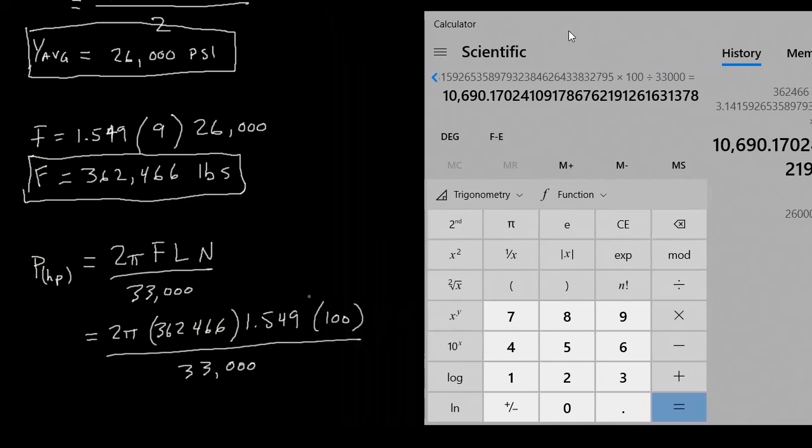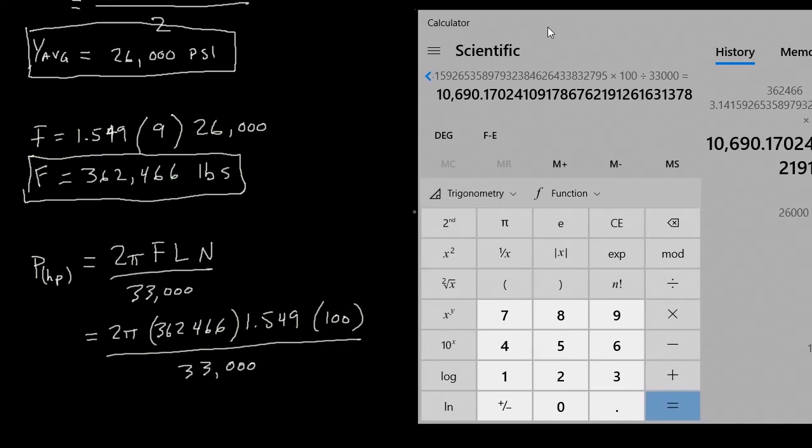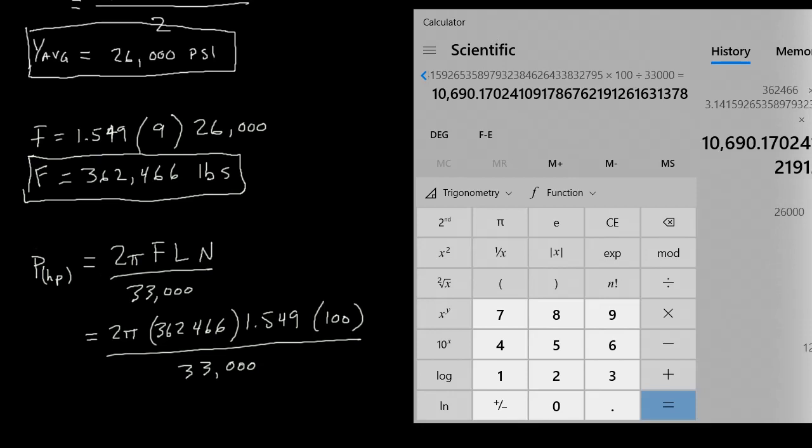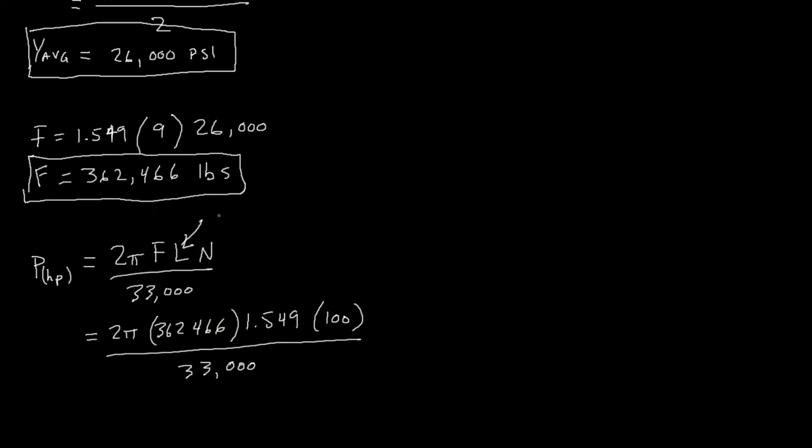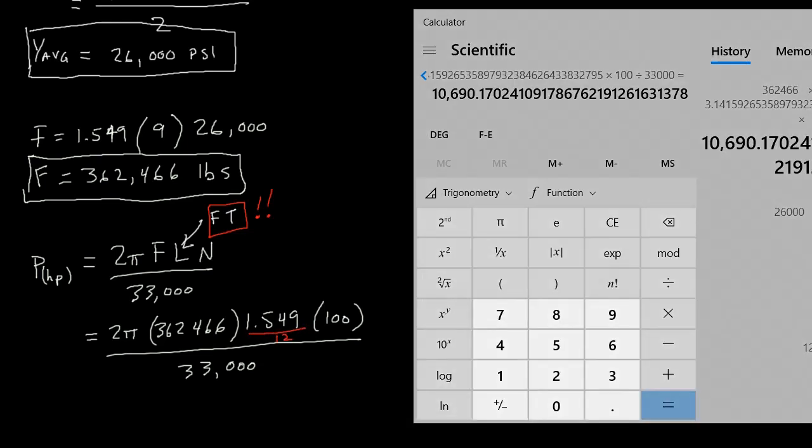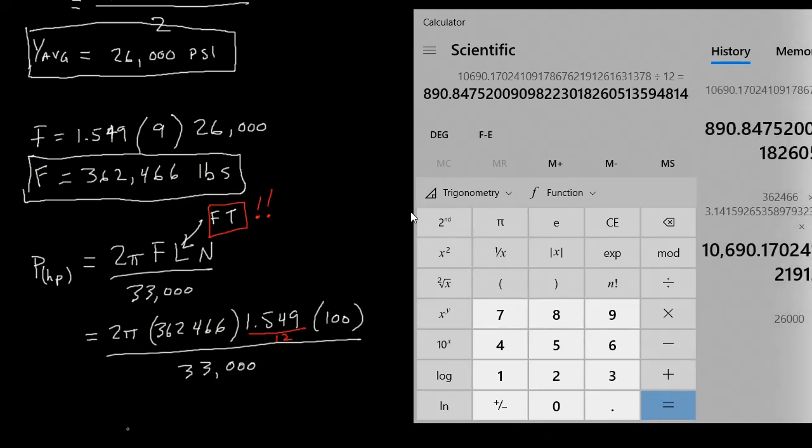But I believe I've made a mistake here, because I just remembered that our contact length needs to be in feet. So don't get hung up on that one. It just seemed a little bit high for the horsepower to be 10,000 horsepower. So this is actually supposed to be divided by 12. That means that this number here needs to be divided by 12. And so I get about 891 horsepower.